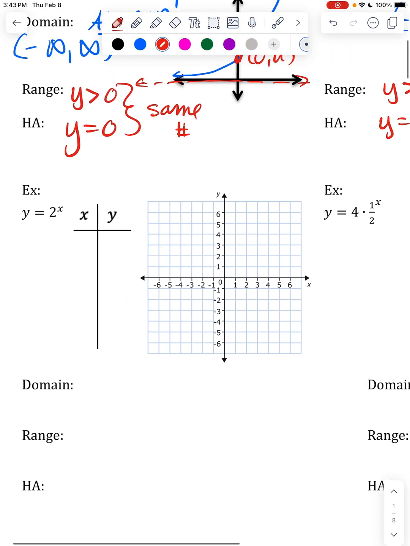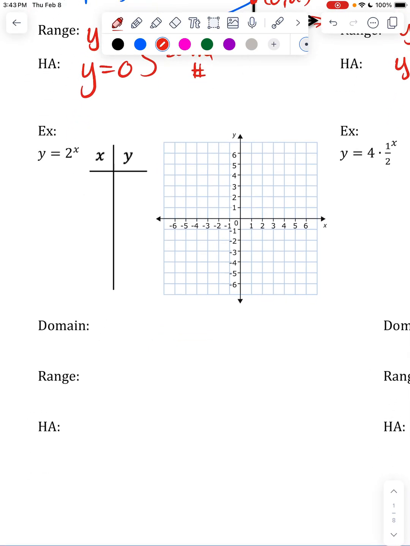So in this problem, I am going to draw in my horizontal asymptote. I'm going to go ahead and write it down. I'm going to say my graph's going to be above that.